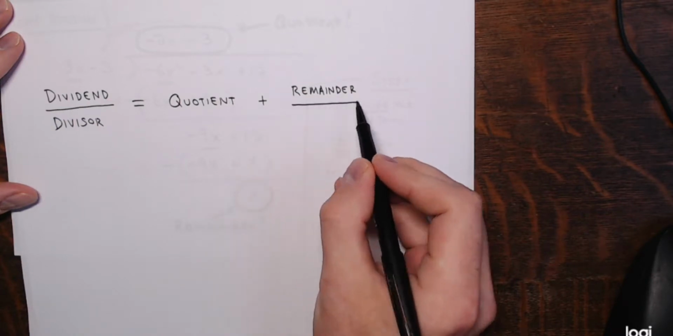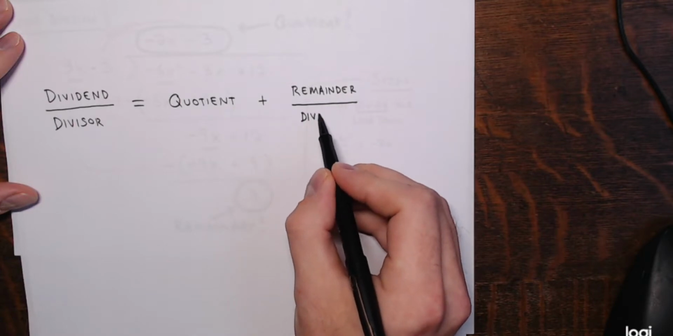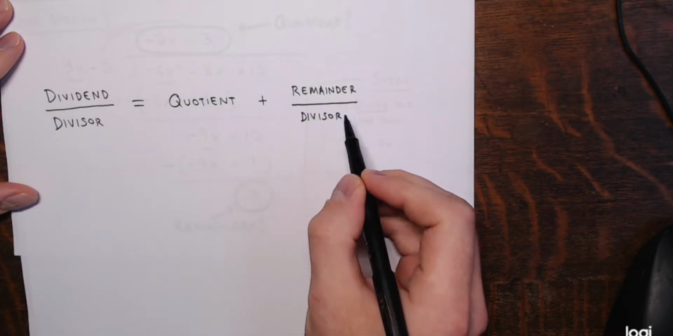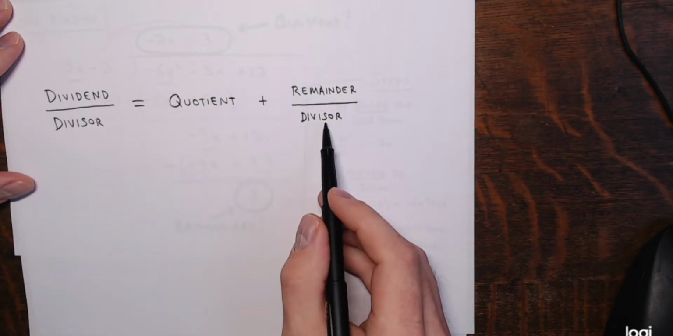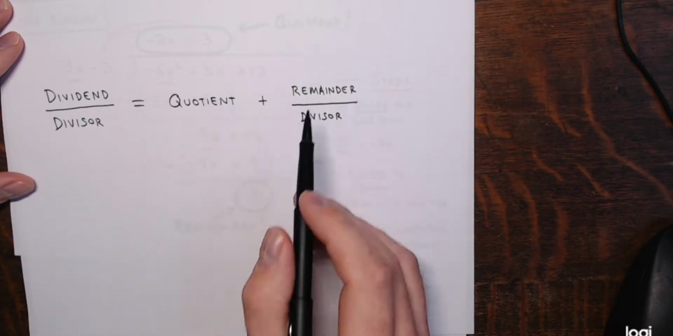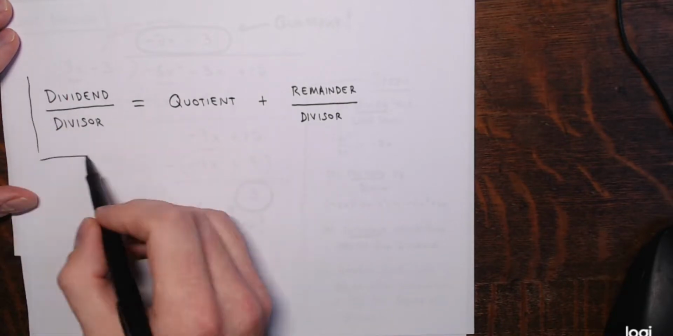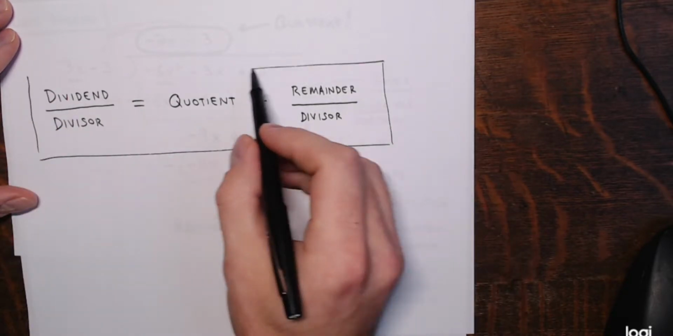divided by the divisor. Okay, so this divisor stays the denominator of this little second term here. You have quotient plus remainder over divisor. Right? And this is how you express the result of a division problem.